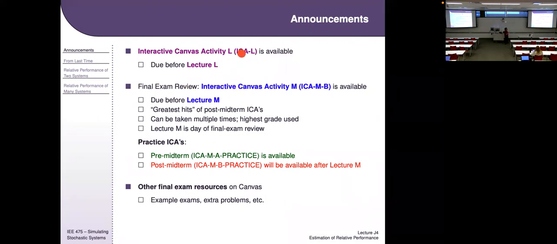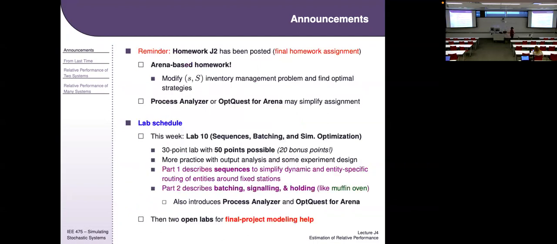But otherwise, there's an ICA available. It's the last one before the final exam practice ICA, which is one where you can take multiple times and the highest grade is used, and it samples from all the other post-midterm ICAs. The pre-midterm one is available as this practice one. Doesn't count for any credit. The post-midterm one will be available, basically the exact same one as this, once after it's due, then it'll be available until the exam. So you've got a chance to practice from those. Other resources on Canvas, again, there's example exams, extra problems, etc. So all that is available.